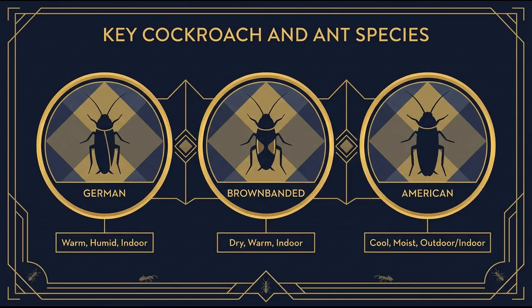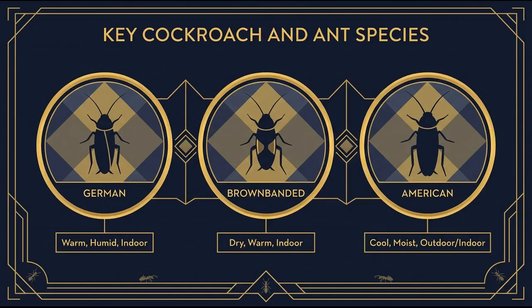You can identify the adult by its light tan color, half-inch size, and 2 dark parallel stripes on the pronotum, the shield behind its head. The female protects her egg case by carrying it protruding from her abdomen until a day or 2 before hatching. German roaches prefer warm, moist areas like kitchens.